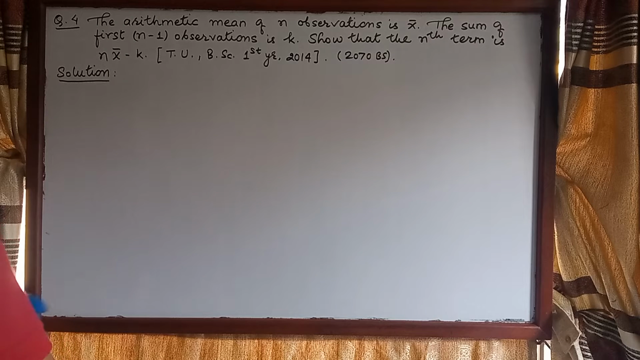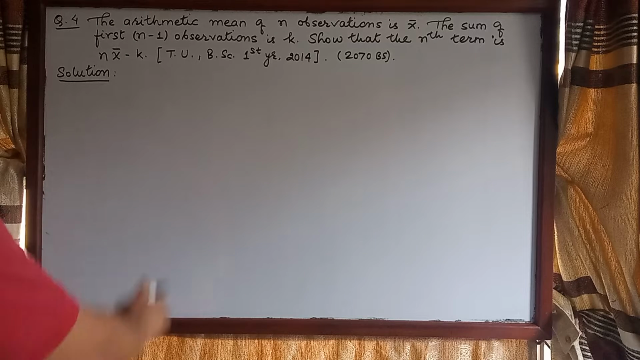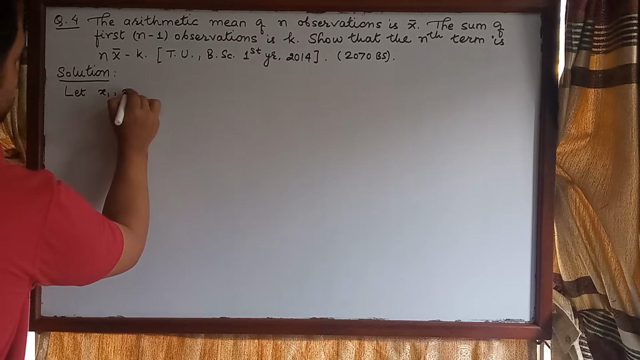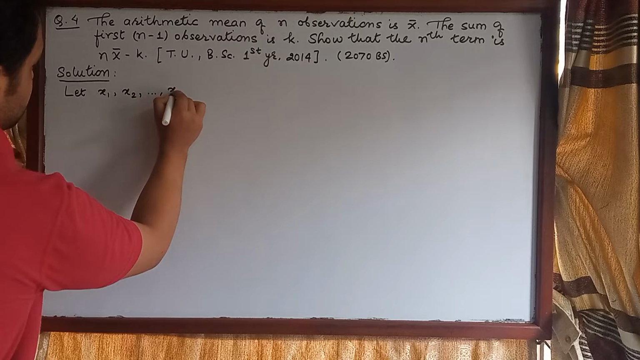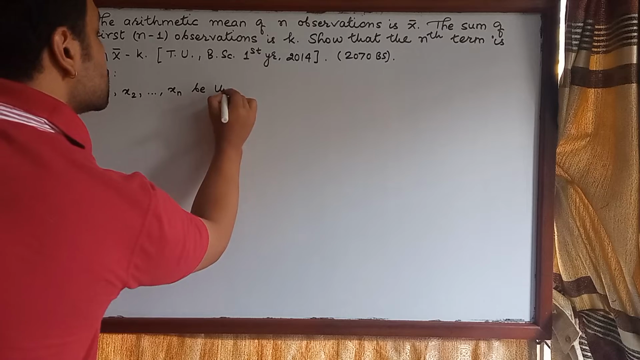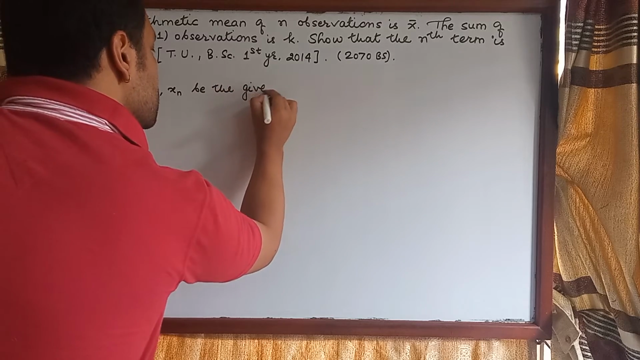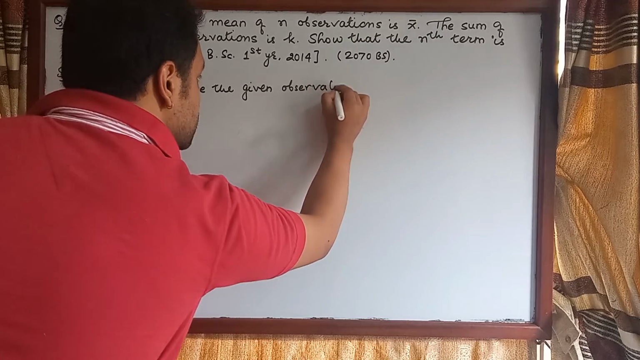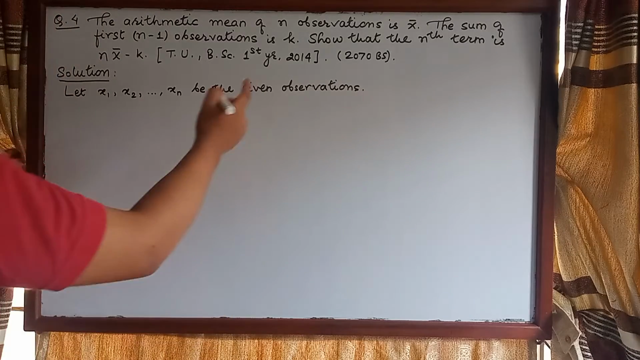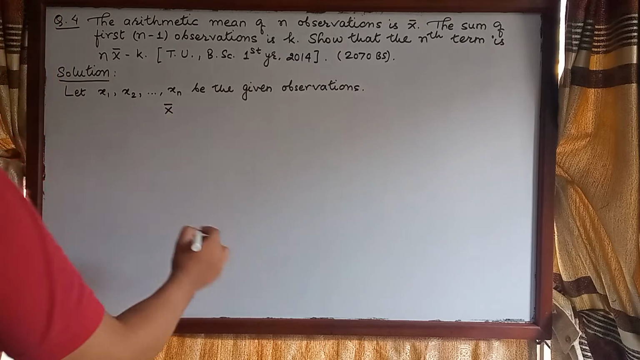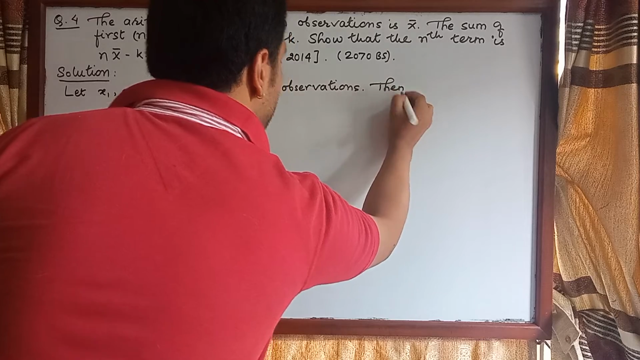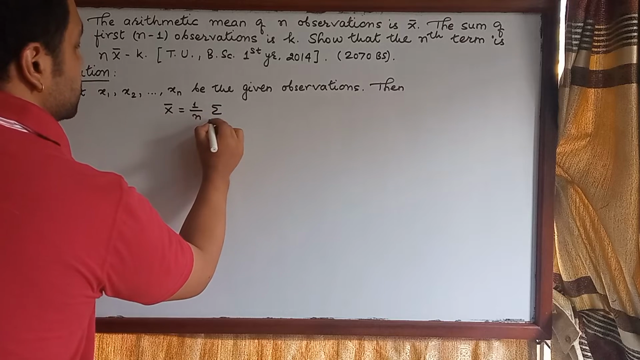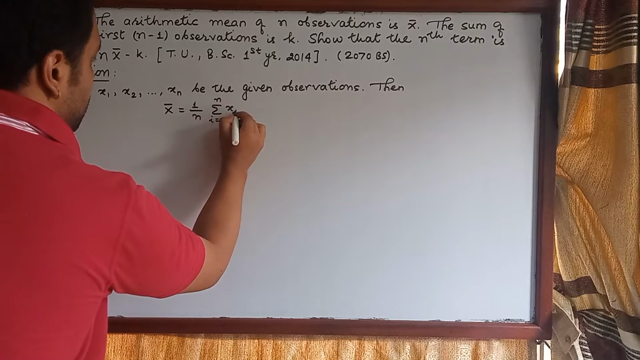Okay, first of all, let's assume something. Let x1, x2, all the way up to xn be the given observations. Alright. Then we're given that x bar is equal to 1 over n times summation 1 to n xi.